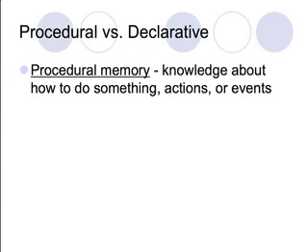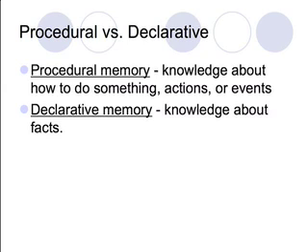Procedural memory is the knowledge about how to do something, like how to use a hammer. You know how to use a hammer, you know how to use a pencil. Declarative memory is the knowledge about the facts about that. So declarative memory is very similar to semantic memory. The declarative-semantic distinction is not very clear. In fact, you can think of them as being the same thing. Procedural memory, of course, is very different from both of those.